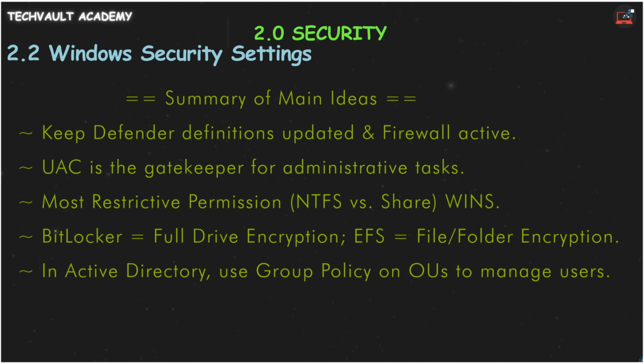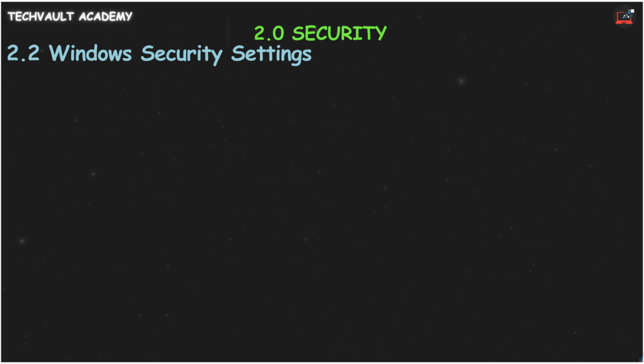BitLocker provides full disk encryption for main drives and USBs, BitLocker To Go, while EFS encrypts individual files and folders. Finally, Active Directory is the central management database. We use group policy applied to OUs to enforce settings and can push immediate updates with gpupdate /force.